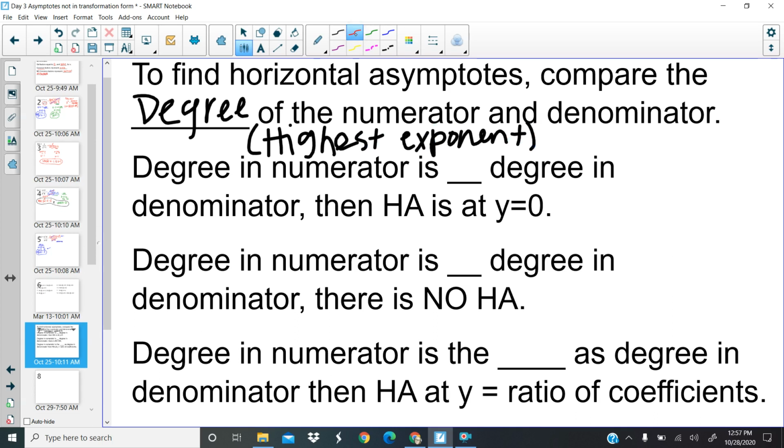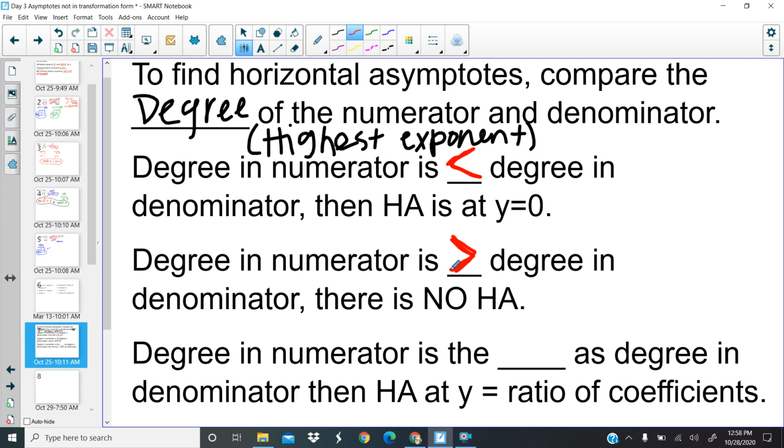If the degree in the numerator is less than the degree in the denominator, then the horizontal asymptote is at y equals 0. I'm going to give you a way to remember these a little bit easier in just a second. But if the degree in the numerator is bigger than the degree in the denominator, then there's not going to be a horizontal asymptote at all. So that would be no HA, or no horizontal asymptote.